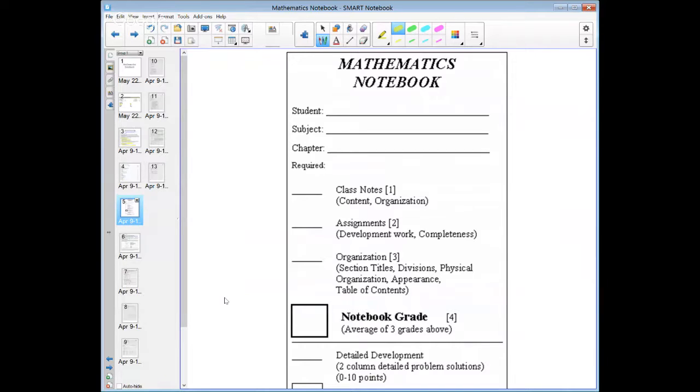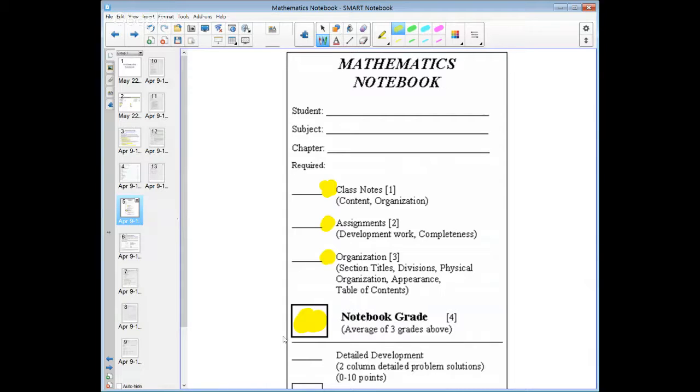So anyway, then I take these 3 grades, the class notes, these 3 right here, and I average them into a notebook grade, and that notebook grade is what counts for 20% of your grade. Okay. So if you're faithful, you do your work, and you plug away at it, you should be able to do this. You get a good notebook grade.